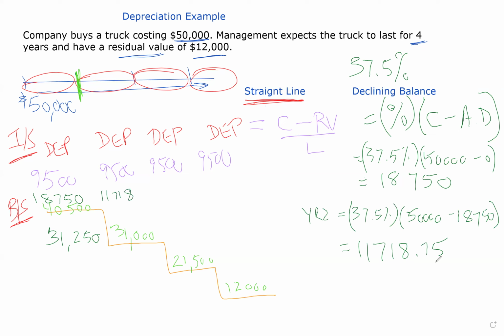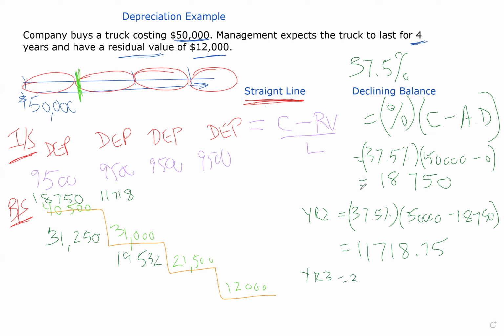11,718. So now we can see the carrying value at the end of year two will be the 31,250 minus 11,718, and we get a carrying value of just 19,532. You can see that it's depreciating much faster. This declining balance is called an accelerated method. Okay, let's even go one step further. Let's do year three. I know this is going a little bit beyond here, but let's say year three.